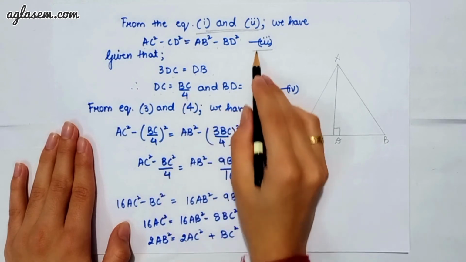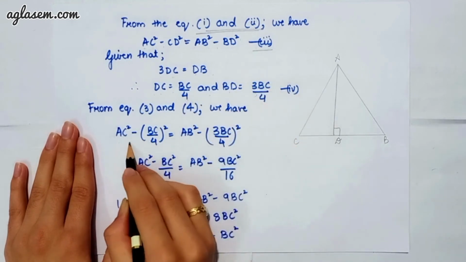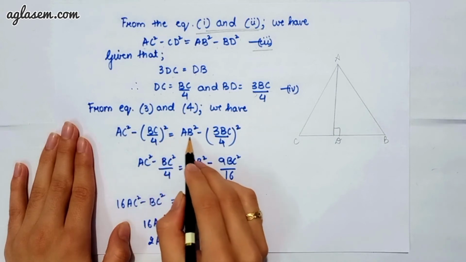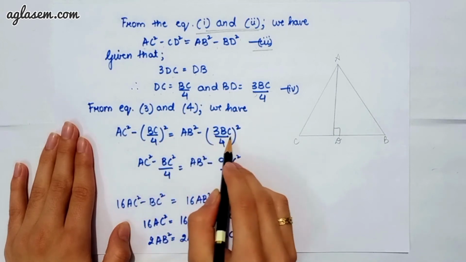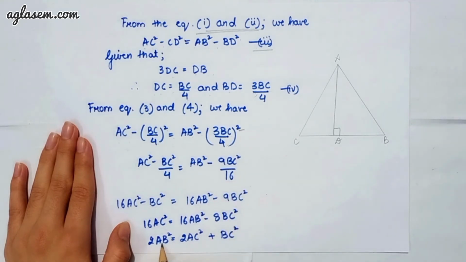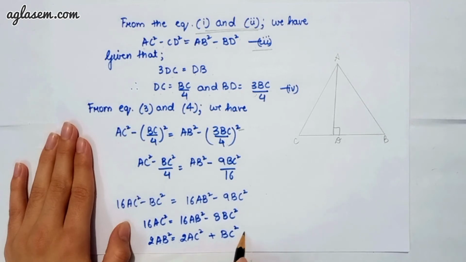So from these two equations, we have AC square minus (BC upon 4) whole square is equal to AB square minus (3BC upon 4) whole square. Further solving it, we will have 2AB square is equal to 2AC square plus BC square.